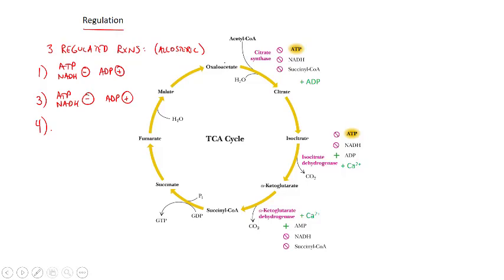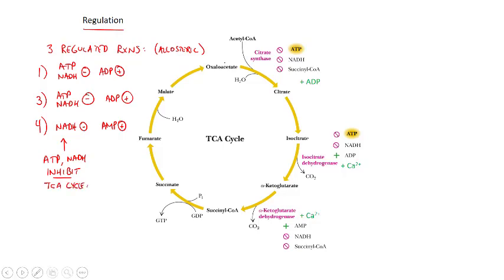Next reaction, alpha ketoglutarate dehydrogenase. NADH inhibits. AMP activates, but if you said ADP, I would give you full credit on that one. All right, so notice the pattern here. What do we notice? ATP and NADH inhibit the citric acid cycle. Does that make sense?